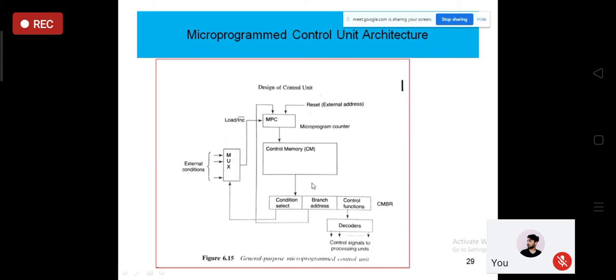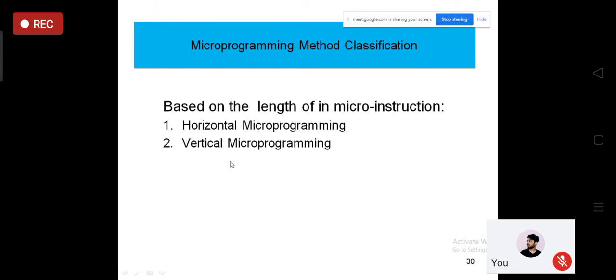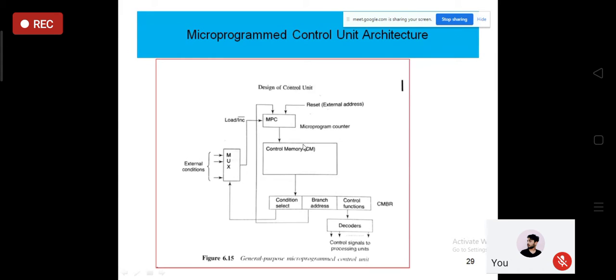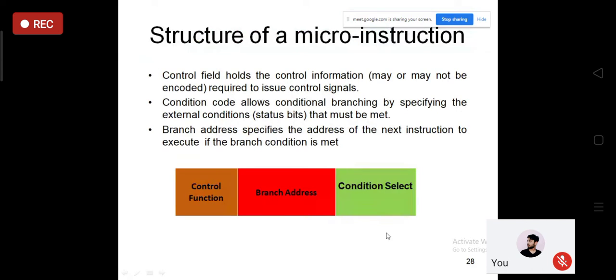Okay. So there will be two things. One is the horizontal programming and another is the vertical programming concept. And depending on the length of the micro instruction. So what is micro instruction? This is the micro instruction, like these three fields are there. So the length is how many bits are there in this. So we want the instruction to be larger or smaller. Can anybody please tell from general point of view?